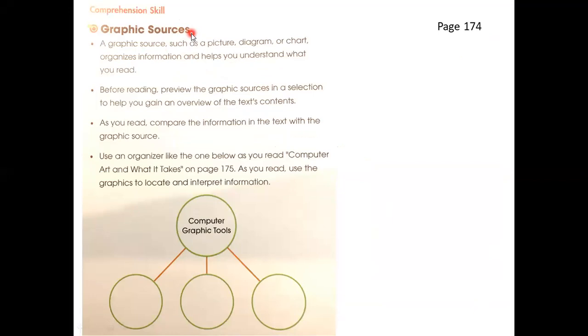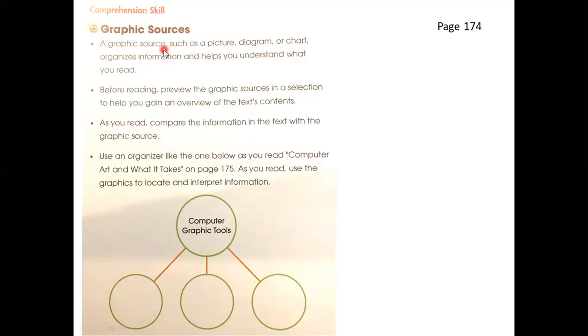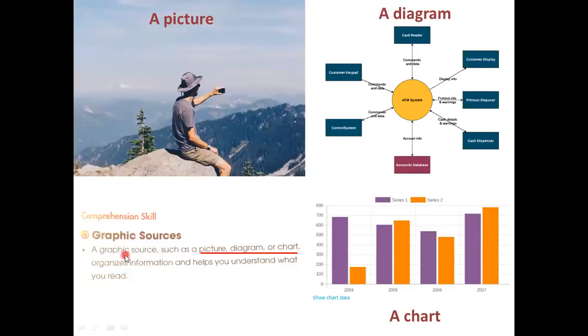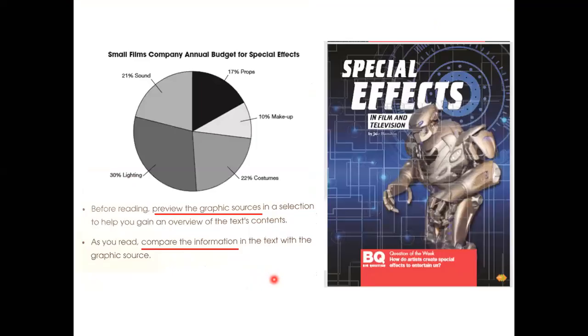The first guideline mentions some examples of graphic sources. A graphic source such as a picture, diagram, or chart organizes information and helps you understand what you read. The next guideline mentions that if you preview a graphic source, you will get an idea of the contents of the lecture.